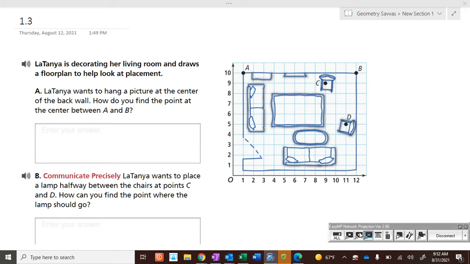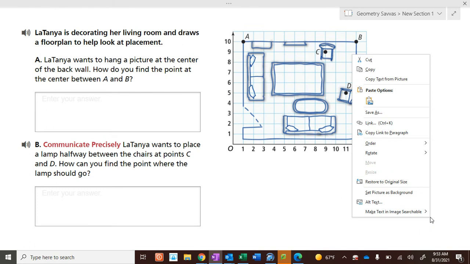So our only vocab word today, I think, is just midpoint. The midpoint of a segment is a point that divides a segment into two congruent segments. Okay, so here we go.